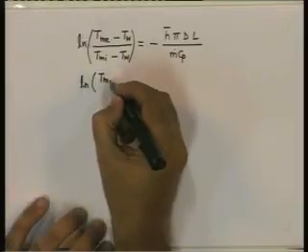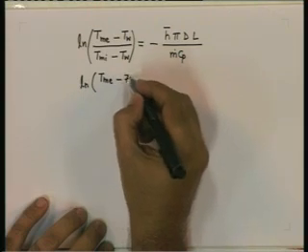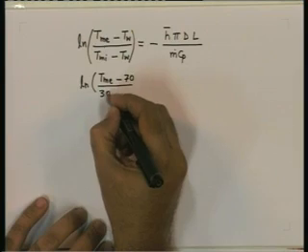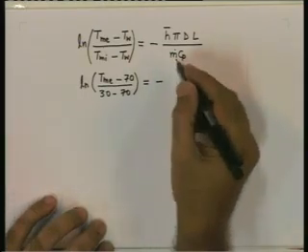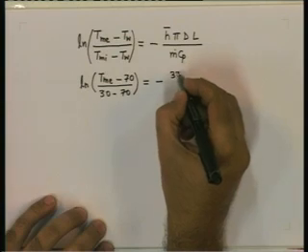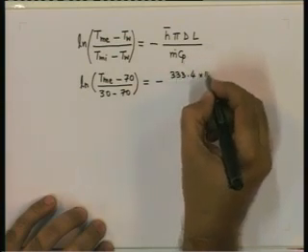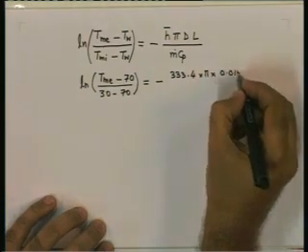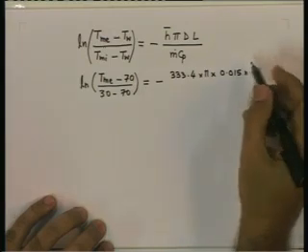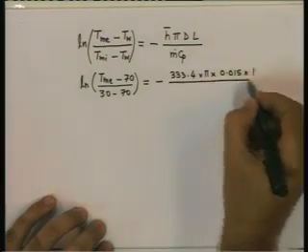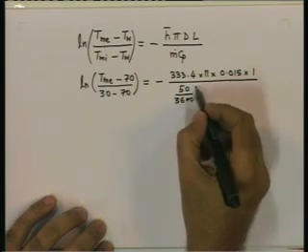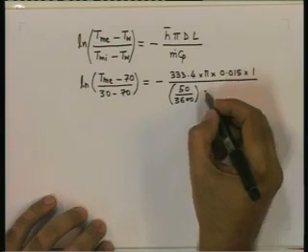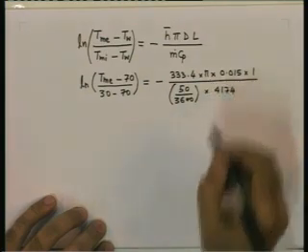So if you substitute, you will get ln of Tme minus wall temperature of 70, over 30 minus 70, will be equal to minus H bar, that was 333.4, multiplied by pi multiplied by 0.015 multiplied by L, that is 1 meter, divided by m dot, which is 50 divided by 3600 kg per second, multiplied by Cp, which is 4174.